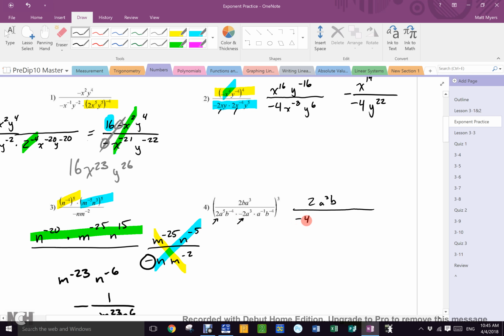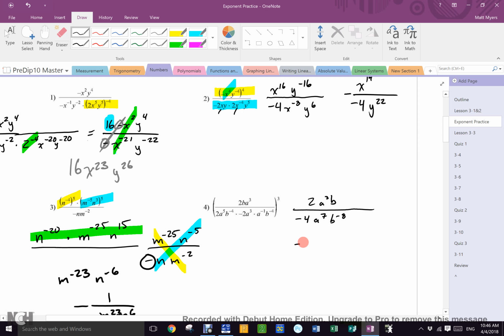Negative 4. What do I do with all the A's down there now? Add them up. What's 5 plus 3? 8 minus 1? 7. What do I do with all the B's? B to the negative 8. That's all tidied up now, yeah? Okay. Now, can I work up and down?